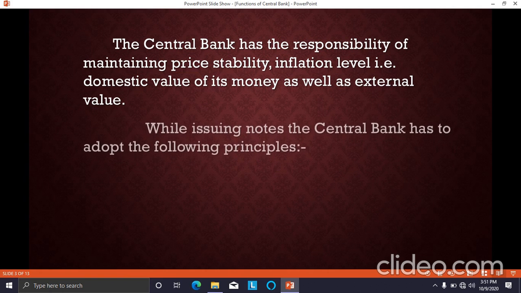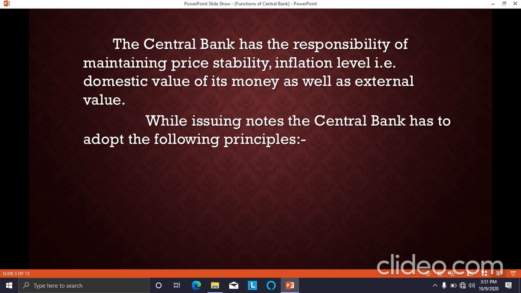While issuing the currency notes, certain principles have to be followed. The first principle is uniformity. The notes should be the same, uniform. It should not be like this year's 2000 rupee notes are different from the previous ones. No, it should not be like that. Currency notes of rupees 2000 should be the same, uniform.